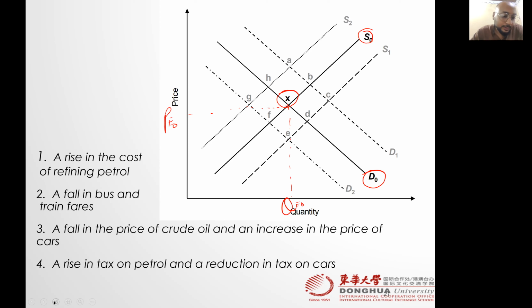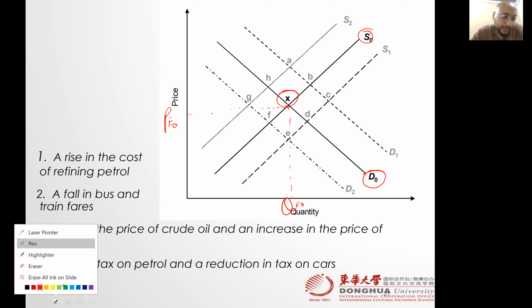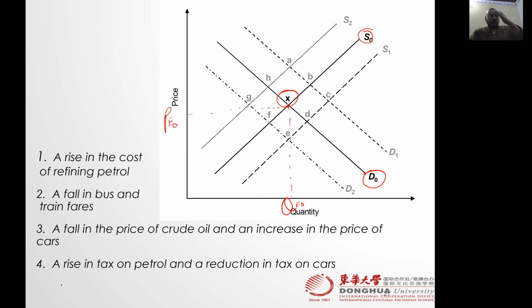First, let me change color here, green. A rise in the cost of refining petrol. This is the petrol market, right?